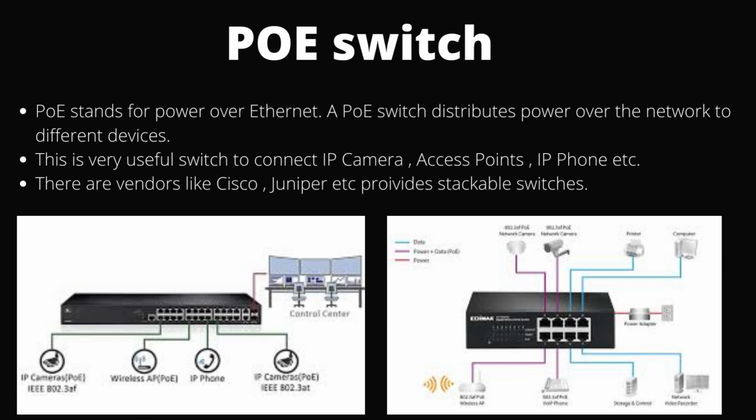Suppose we have a camera and we don't have a power over Ethernet switch. Then we need to provide power for that camera in a different way, the normal, traditional ways. But there are some smart cameras which get their power through the Ethernet cable only, though it requires a PoE switch. So if you are connecting a cable for data transmission, the same cable also provides electricity through that port to that device.